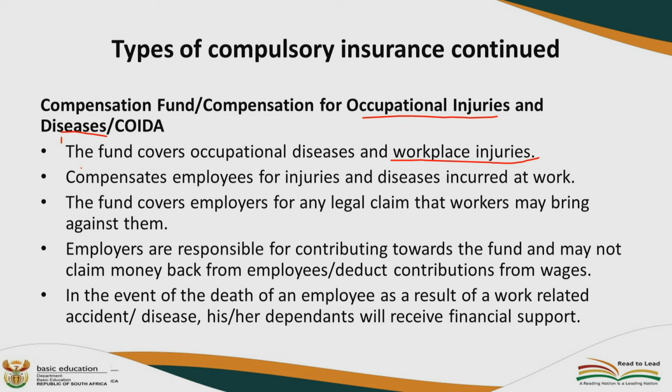It compensates employees for injuries and diseases incurred at work. The fund covers who? Employers. How? For any legal claim that workers may bring against them. So if the worker is injured at work while performing duty or contracted a disease while performing duty, they cannot claim from the employer, but they would rather claim from the compensation fund, or COIDA. Employers are responsible for contributing towards the fund. Who must contribute? It is the employer, not the employee.